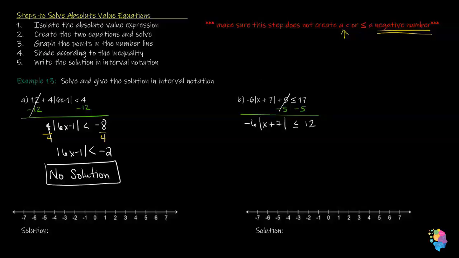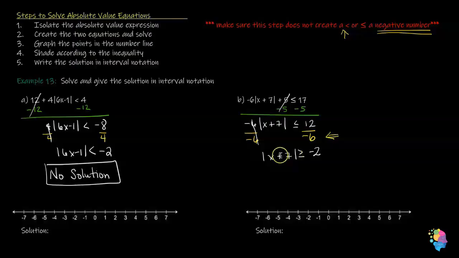Next, we are going to divide both sides by negative 6. From left to right, negative 6 divided by negative 6 is 1 times that absolute value, or just the absolute value of x plus 7. On the right side, 12 divided by negative 6 will be negative 2, but because we divided by a negative number, we're going to flip our inequality into greater than or equal to.